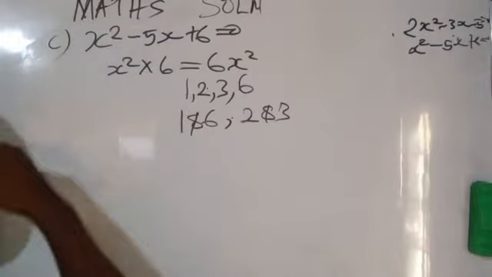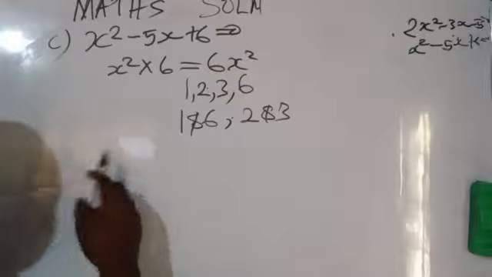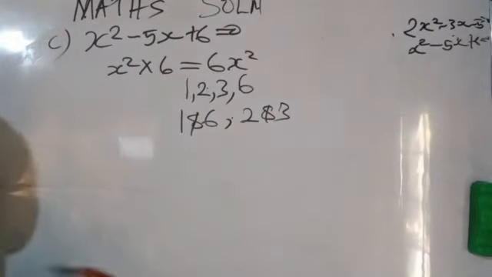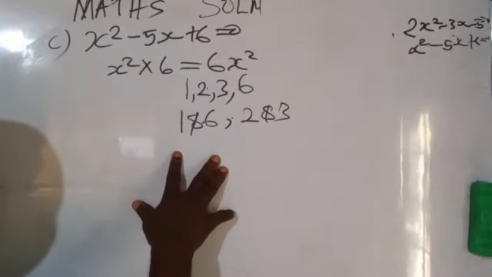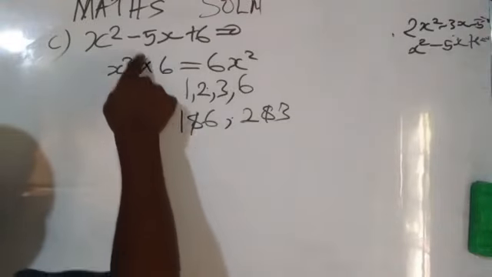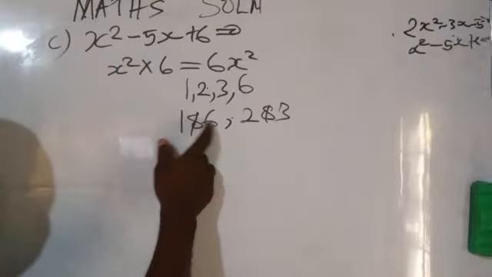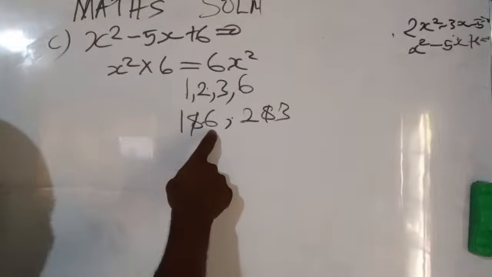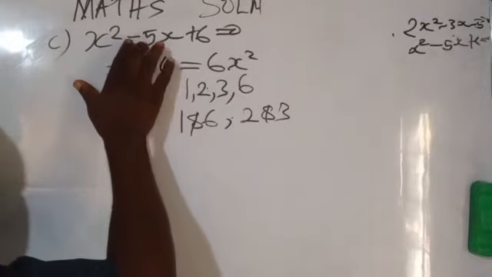So this minus 5 here now, for us to be able to get this minus 5, what are we going to do? Because we should also be considering the sign that is attached here, whether it is plus or minus. Okay, so if we use 1 and 6, you see that for us to get 5, we must do minus, which means 1 minus 6 is minus 5.